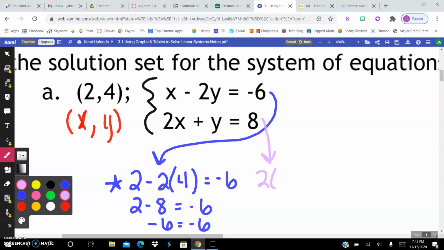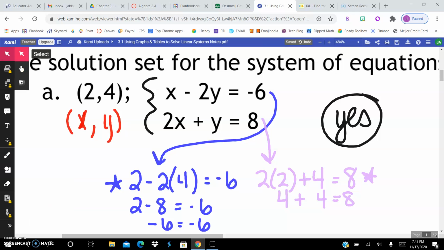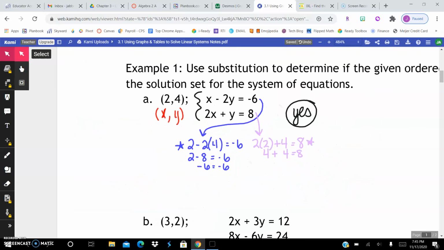So 2 times x would be 2, plus y would be 4, and they're saying this should equal 8. So simplify. 4 plus 4 equals 8. That is true as well. So if they're both true, then our answer is yes, that ordered pair is a solution to the system that was given.